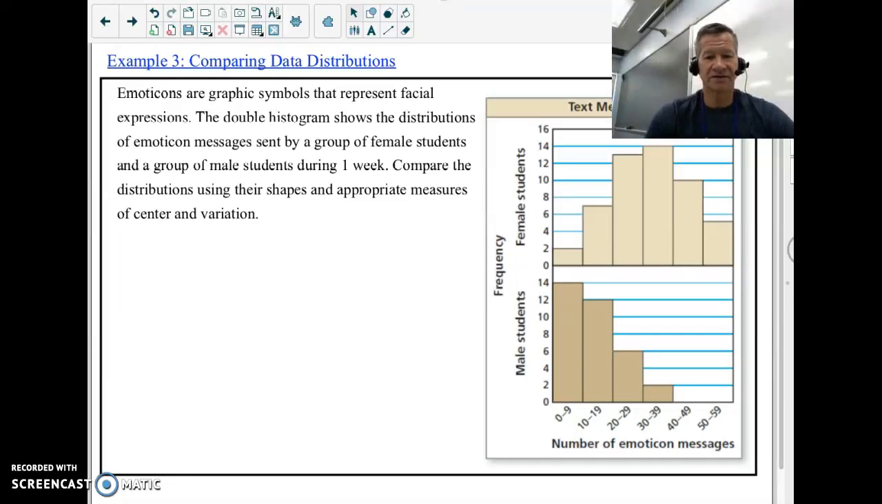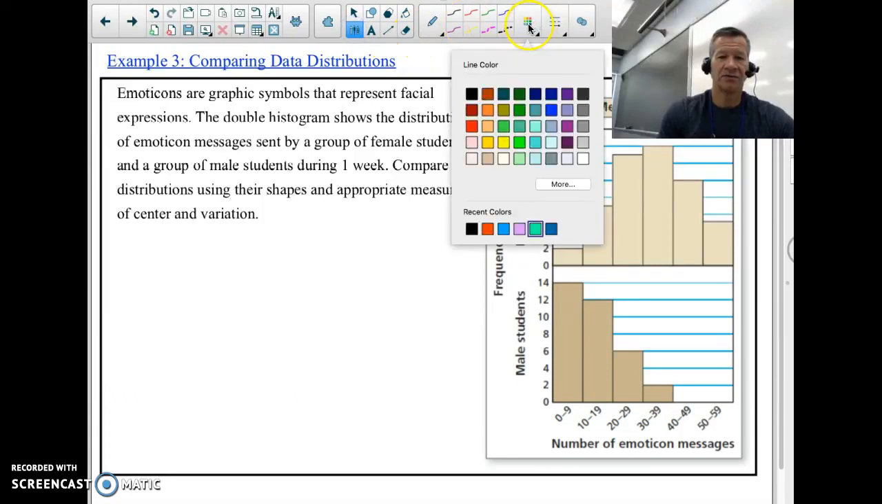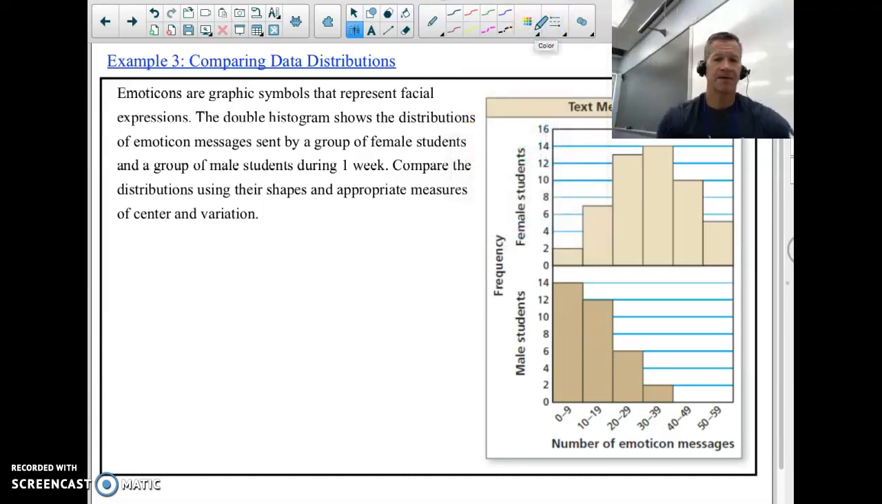Example 3 of section 7.3. We are going to compare two different data distributions given in a histogram here. So let's begin. Let's read the text here. Emoticons are graphic symbols that represent facial expressions. The double histogram shows the distributions of emoticon messages sent by a group of female students and a group of male students during 1 week. Compare the distributions using their shapes and appropriate measures of center and variation.